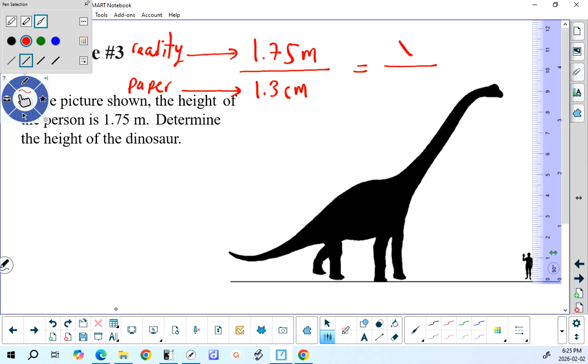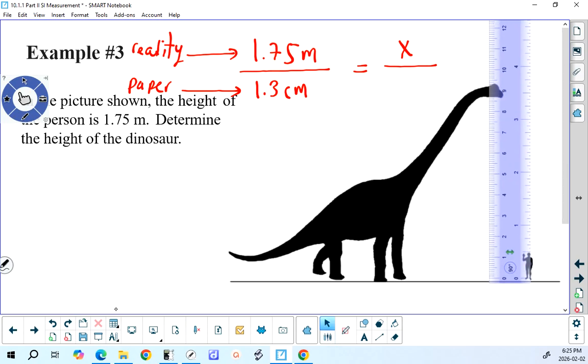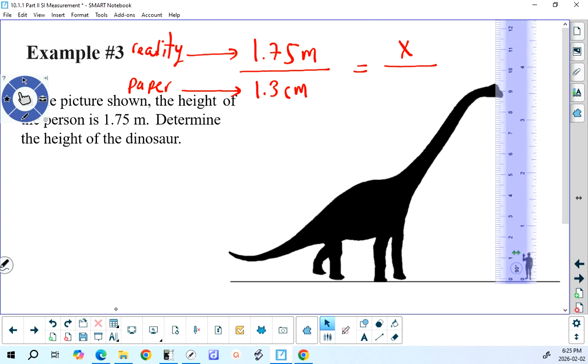put x for the height of the dinosaur, and for the height of the dinosaur on paper, we're simply going to take a ruler and measure the height of the dinosaur. And on mine, it's approximately 9.4 centimeters. So I can put 9.4 centimeters here.